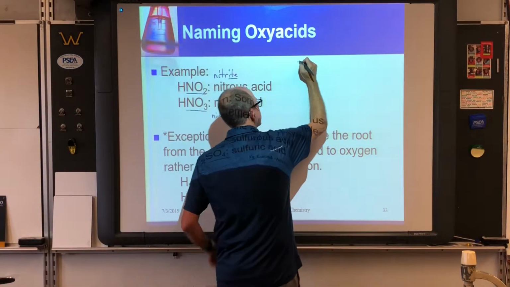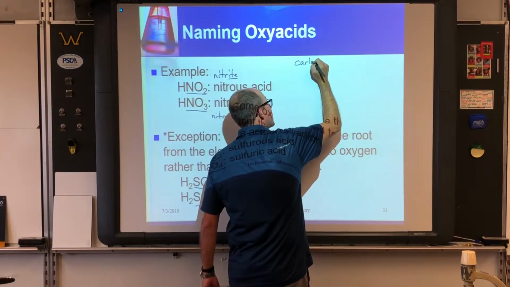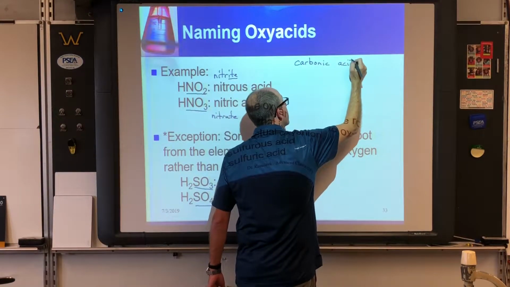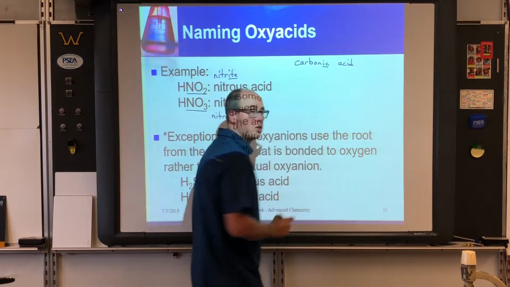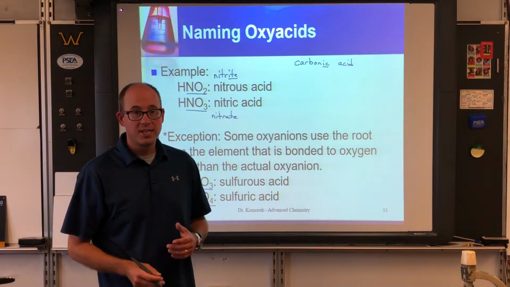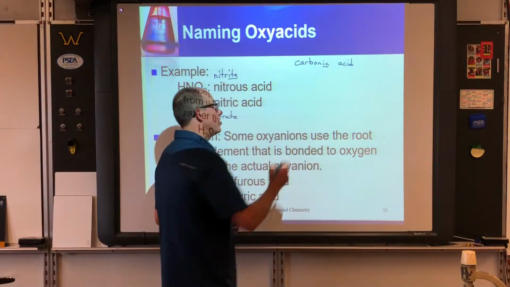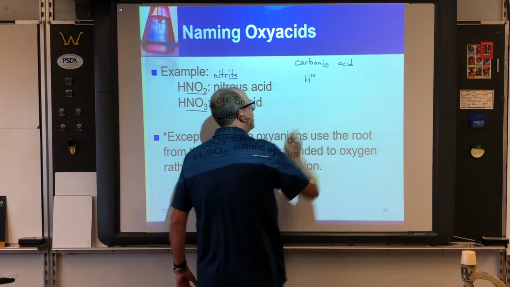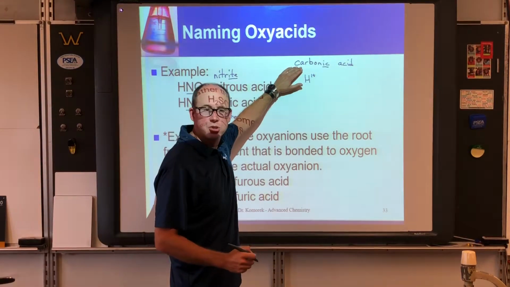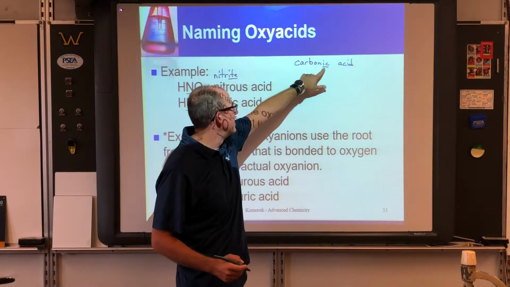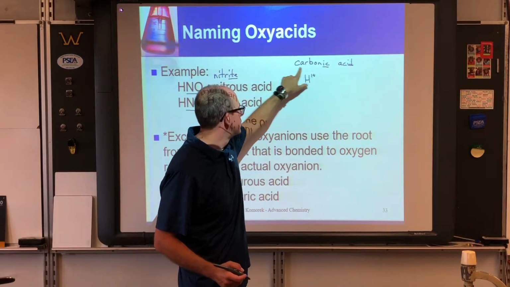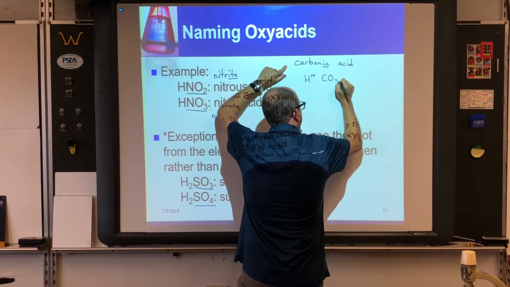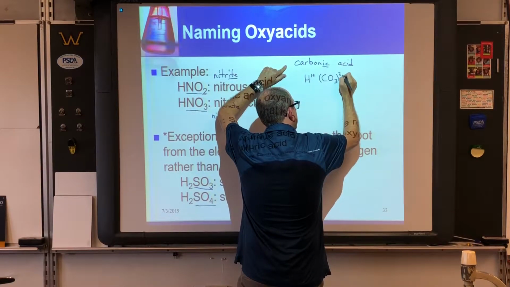So let's take a look at this example, carbonic acid. You don't see anything about hydrogen in the name except the word acid. When you see the word acid, that tells us it has the H1+ ion. Now this one is based on carbon, and IC comes from ate, so it started as carbonate. The formula for carbonate is CO3 2-.